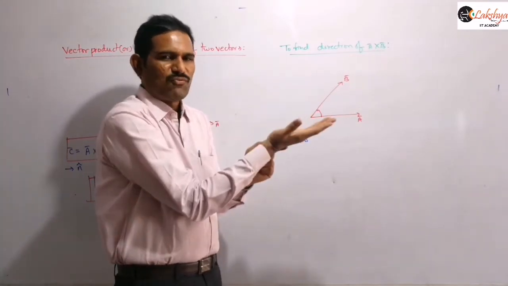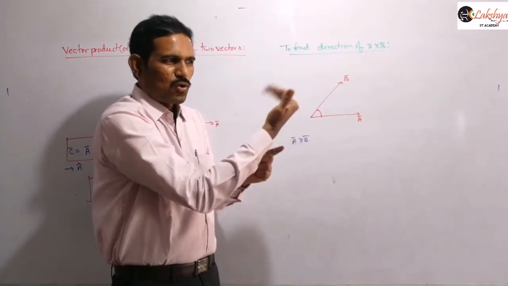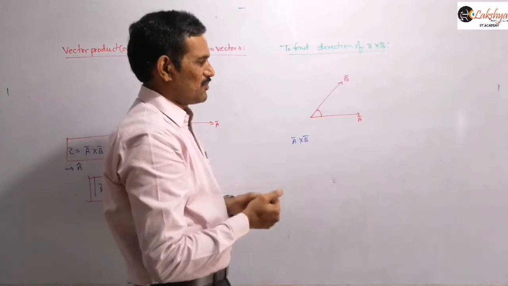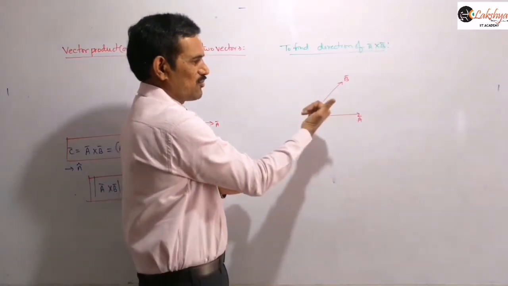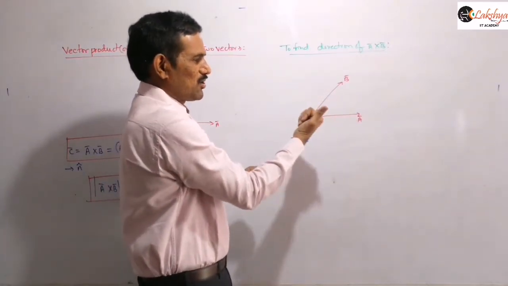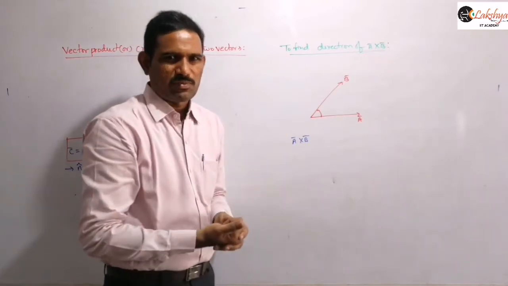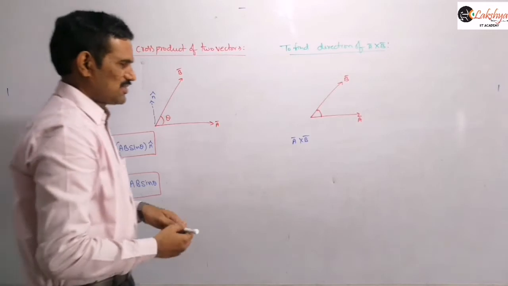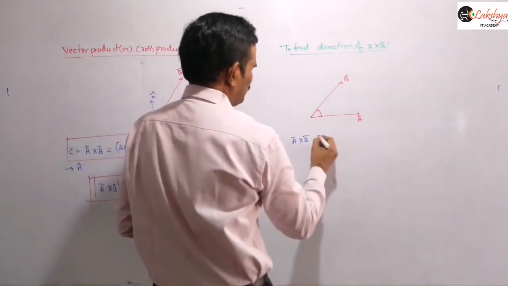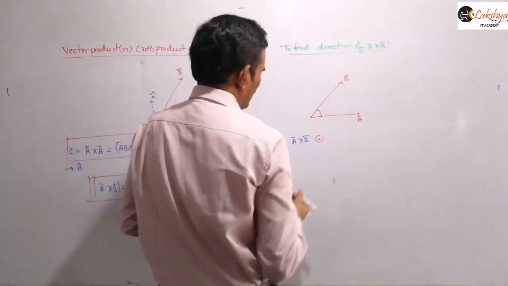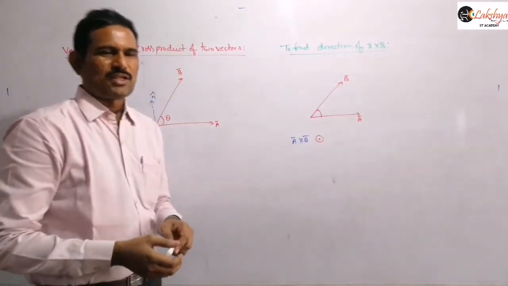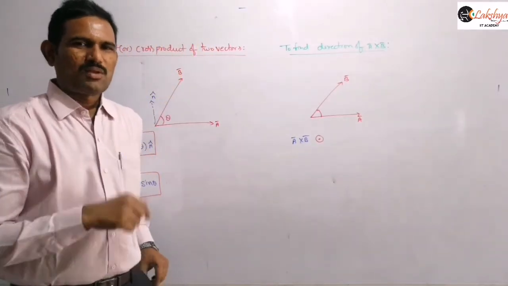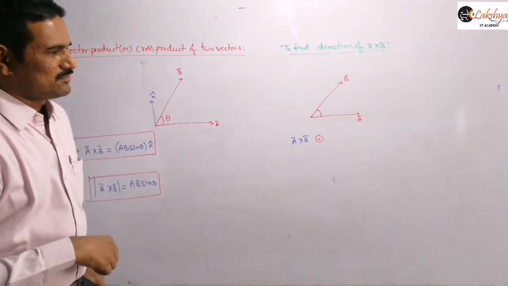So we should place the four fingers such that when we are closing them, they should move towards the second vector. Now if I am placing like this, they are moving towards the B bar. So A bar cross B bar will be, you can write, out of the plane here. That is the direction of A bar cross B bar. Out of the plane means simply I can represent it with a dot. This notation you will get later, in second year. Generally, for out of the plane we represent a dot, and into the plane we represent with a cross.